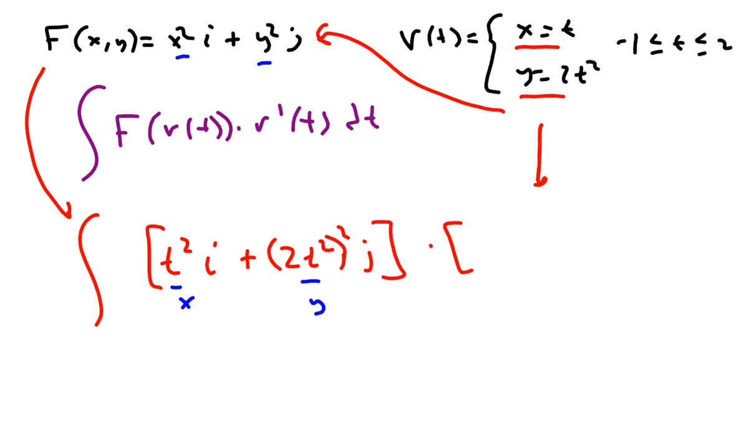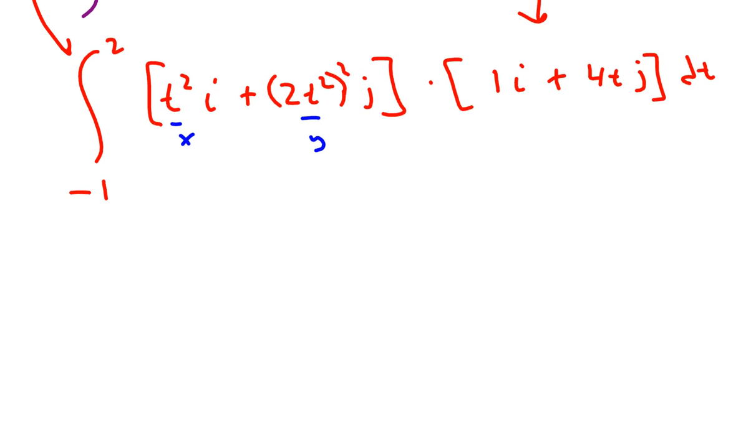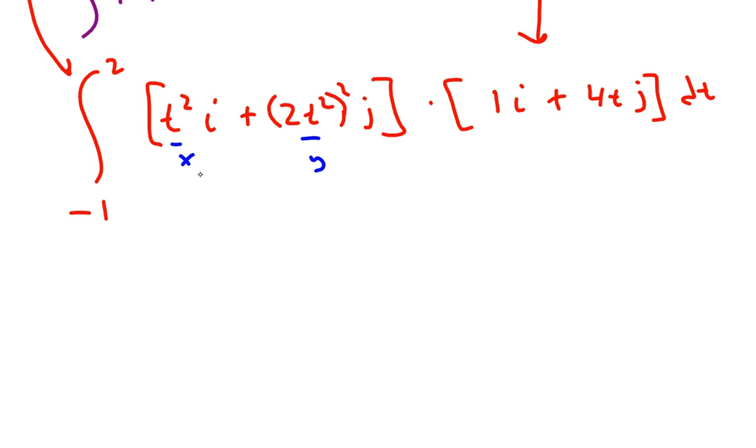So we take the derivative of this thing. The derivative of x equals t is just 1 times i, plus the derivative of 2t squared is 4t j. Then this is going to have a dt at the end, and we're going to go from -1 to 2. Moving ahead, just be careful with your dot products. What dot products tell you to do is multiply the x components together, and then multiply the y components together and add them.